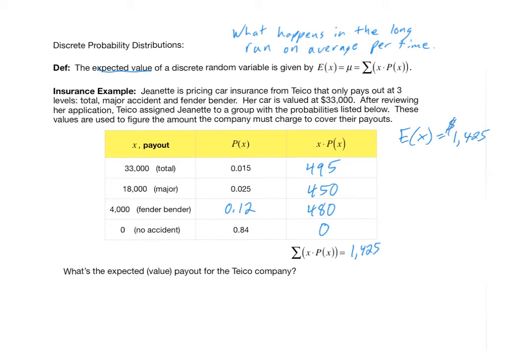We've done the computation, but what does this mean for the insurance company? What this means is that for Jeanette and people like Jeanette in this group, they expect to spend on average per time, which means per person in this case, in the long run, $1,425 on a person like that due to them potentially getting in accidents. So the insurance company expects to lose $1,425 per year on a person like Jeanette. So they now take that into account to figure out how much they should charge Jeanette to be insured.